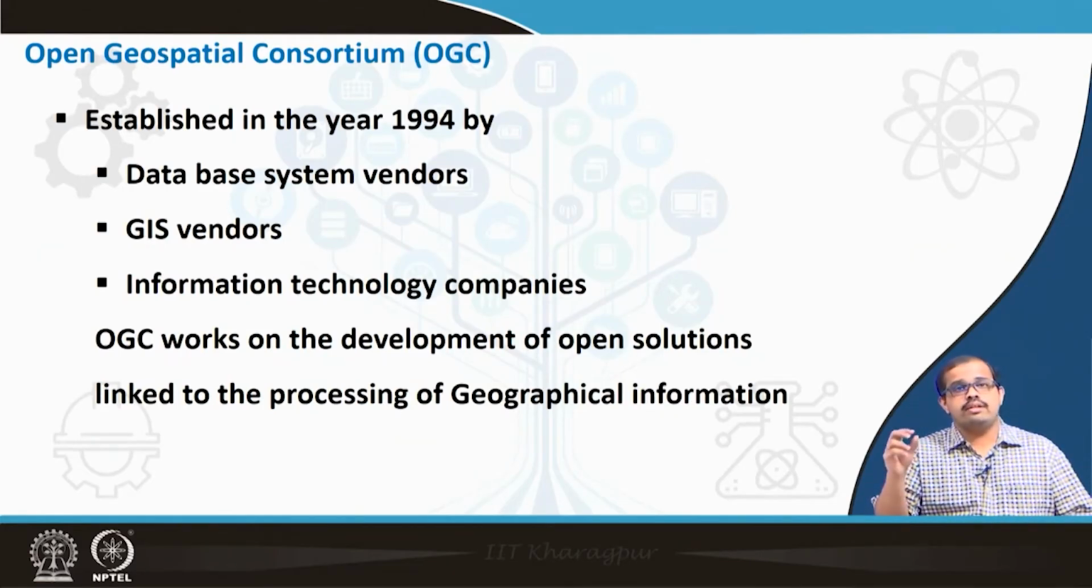When you look at this, there exists a consortium. This consortium works for the development of open solutions essentially towards geographic information, which means any data that has geography connected to it. That is where the Open Geospatial Consortium works in a larger context. It was established in 1994 by the database system vendors, GIS vendors and information technology companies.